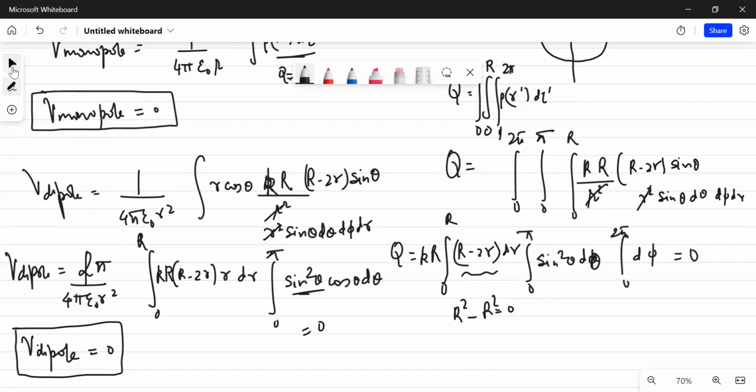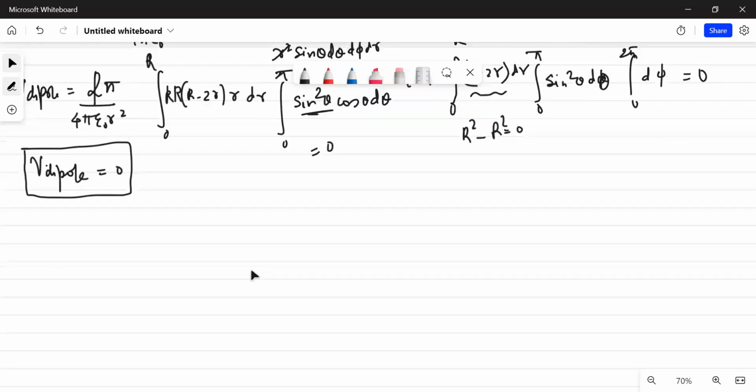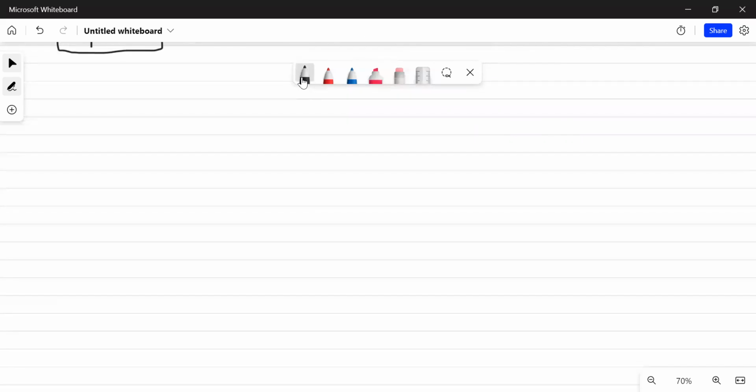Yes, sir. Okay. So it means that the exam is not that difficult, but if this comes, then you have to do till this portion.